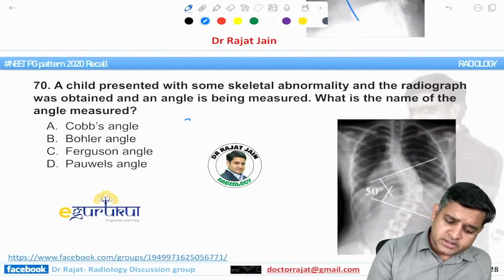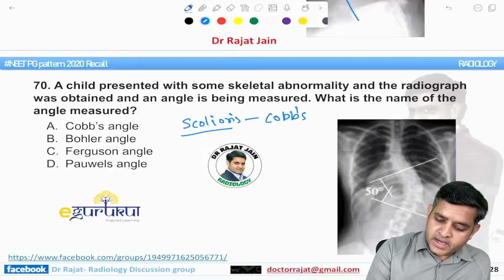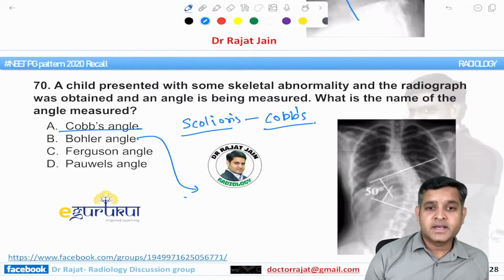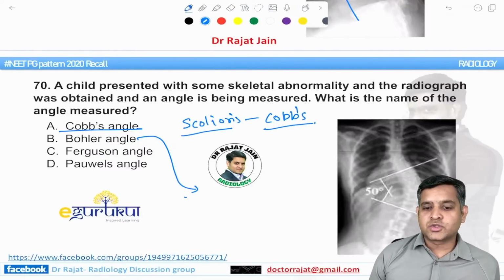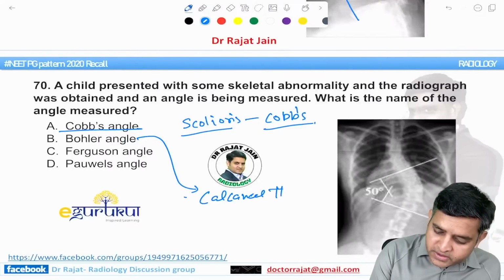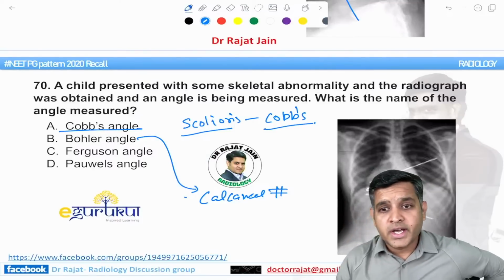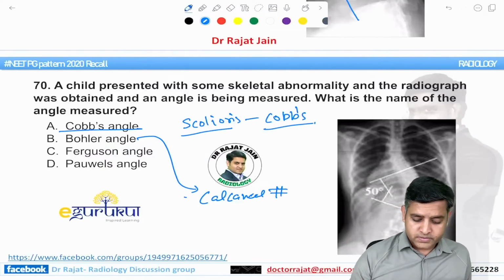What do we see? There is a scoliosis. Which angle do we measure in scoliosis? Cobb's angle. Who will tell me what Bohler's angle is used for? Bohler's angle is used for calcaneal fracture. Ferguson's angle is also used in scoliosis.